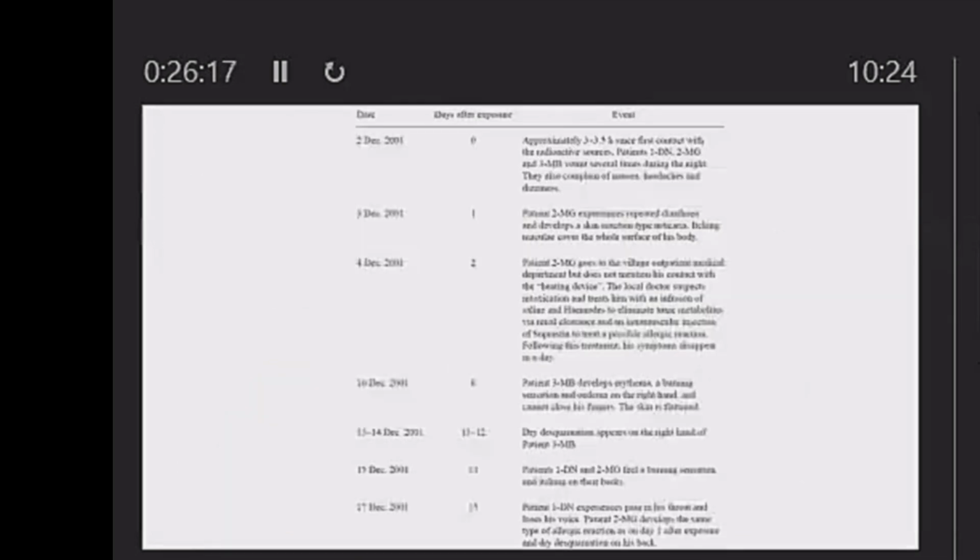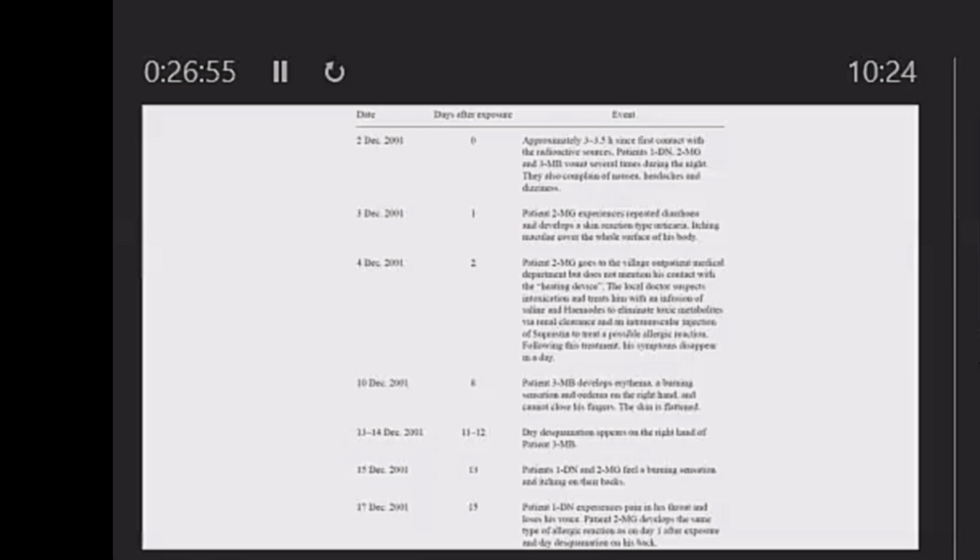Okay, so let's go through this. On day 0, approximately 3 to 3.5 hours since first contact, patients 1, 2, and 3 started vomiting several times during the night. They also complained of nausea, headaches, and dizziness. Day 1, 24 hours after exposure, patient 2 starts to have diarrhea and develops some sort of a skin rash, okay? Itching on his skin, basically covering the whole surface of his body.